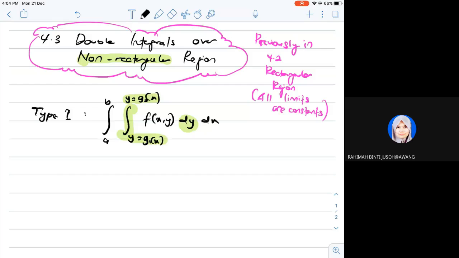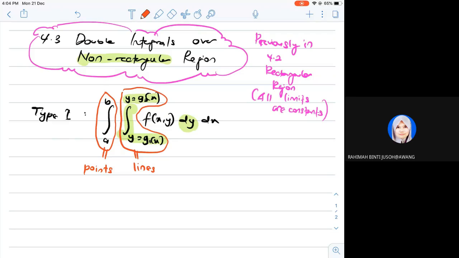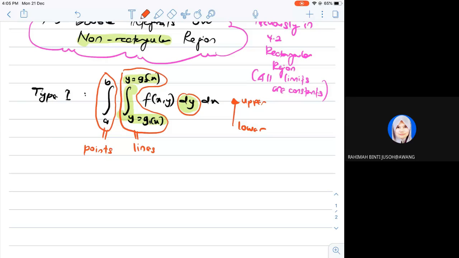In other words, we can say that the inner limit here should be lines or curves because it's a function, and the outer limits here are the points or coordinates. Lines and points. So for type 1, we have dy, so since we have dy, the line should be moved from lower part to upper part, lower line to upper line. So that is the type 1 integration.